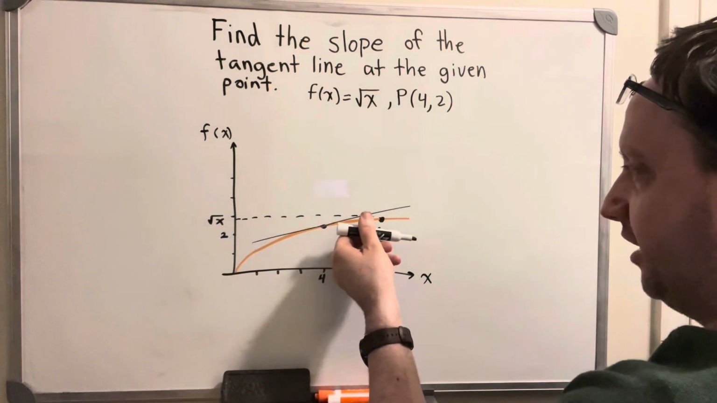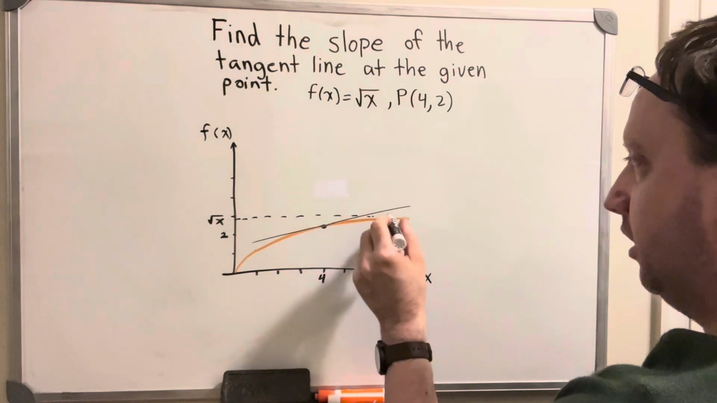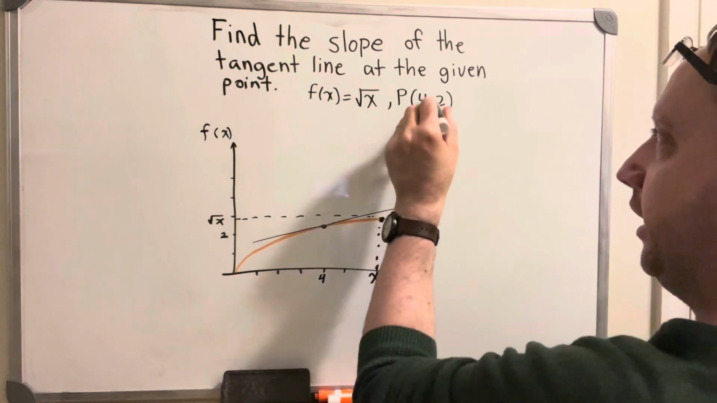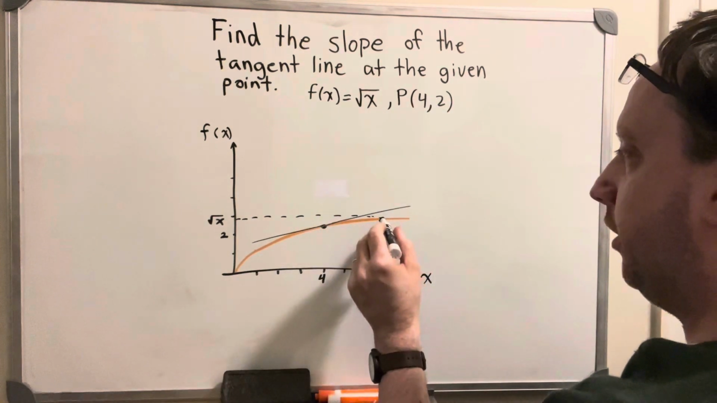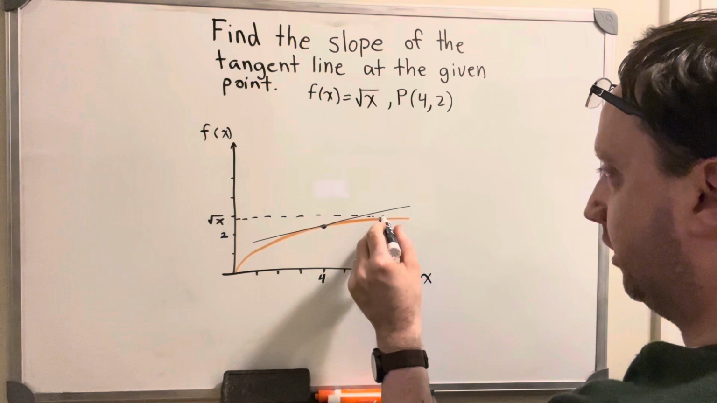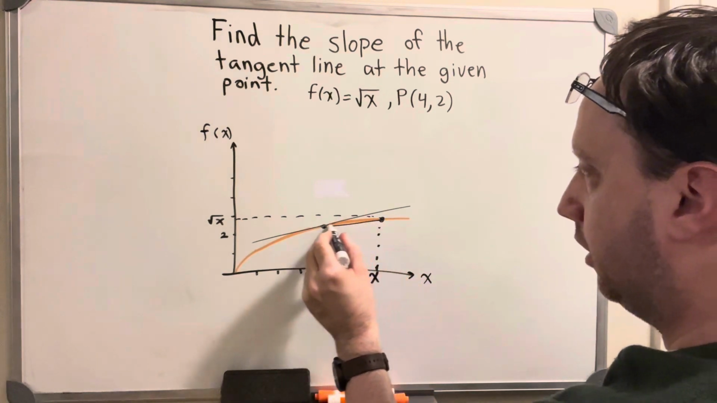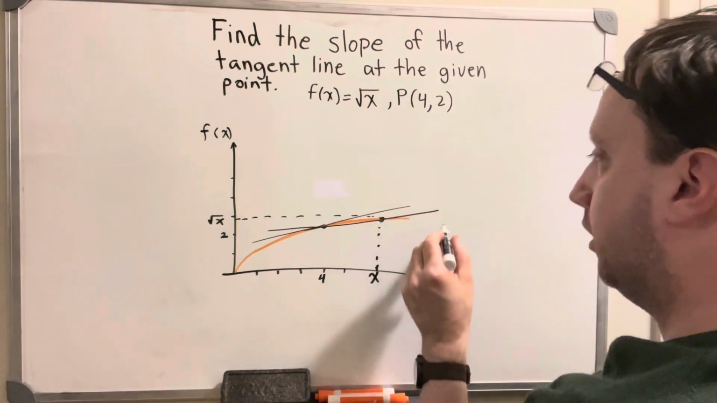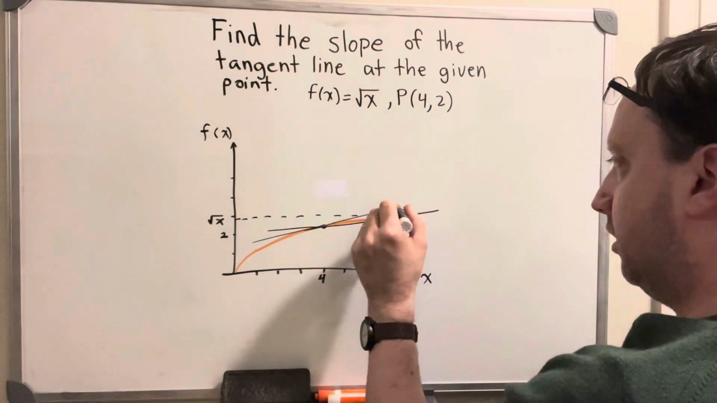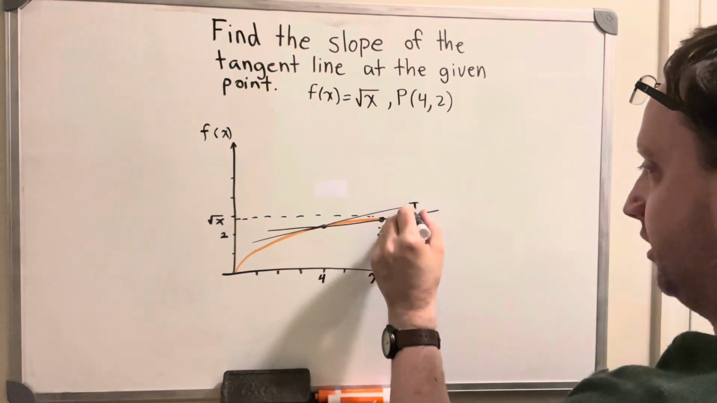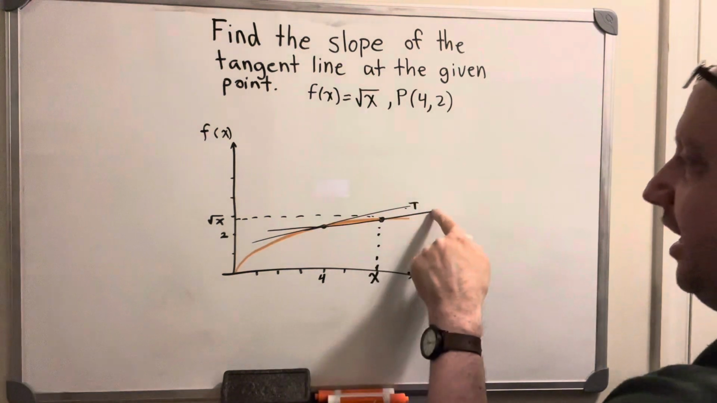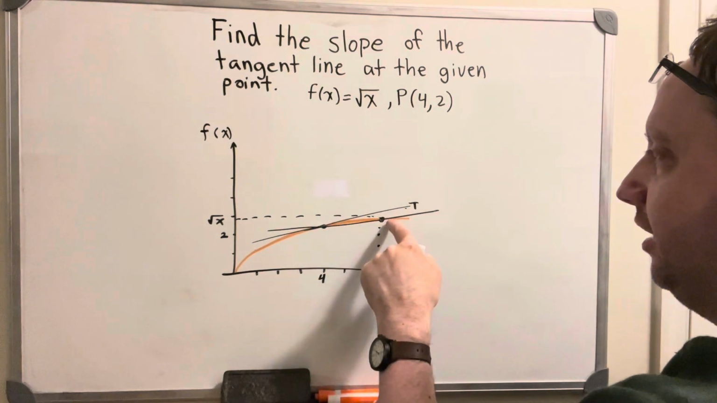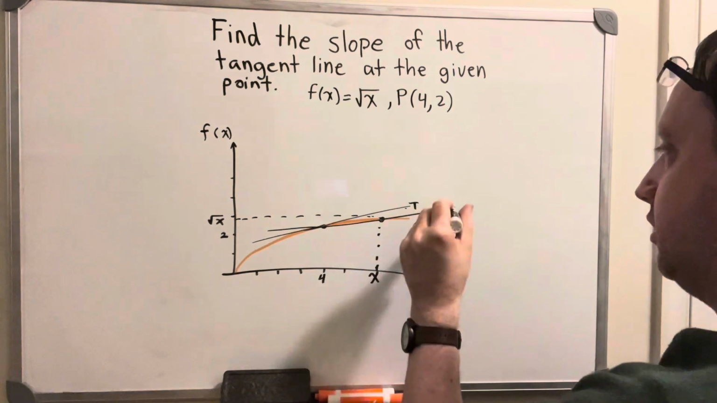Now remember, this is not the tangent line because it's touching the curve at this point and that point. See what I drew right here? I wish I had a different color of pen to distinguish. Let's write T right here because that means this is the tangent line. This line that passes through (4, 2) and (x, square root of x) is called a secant line.